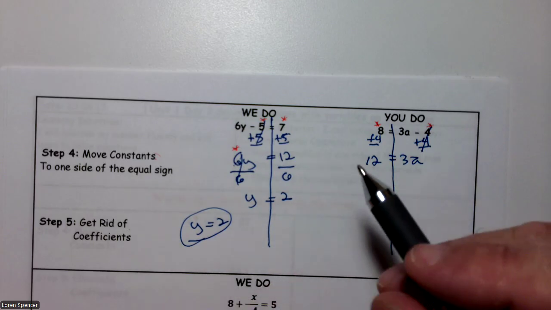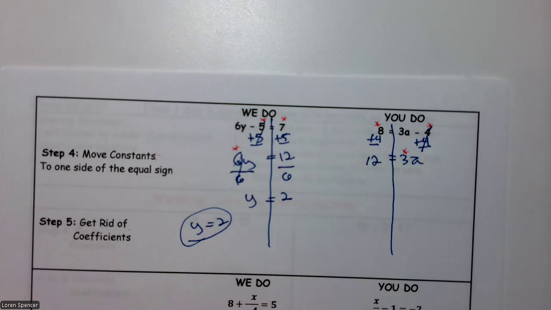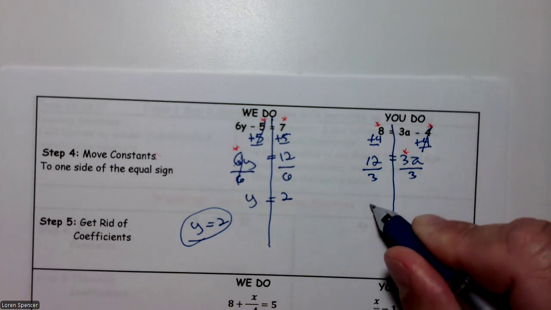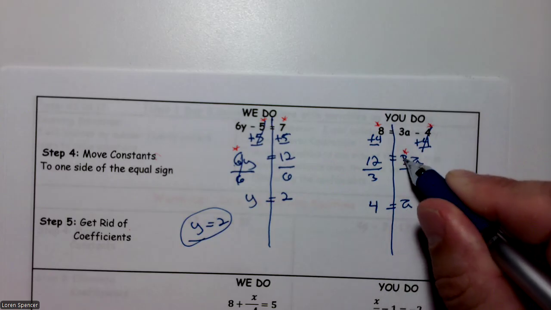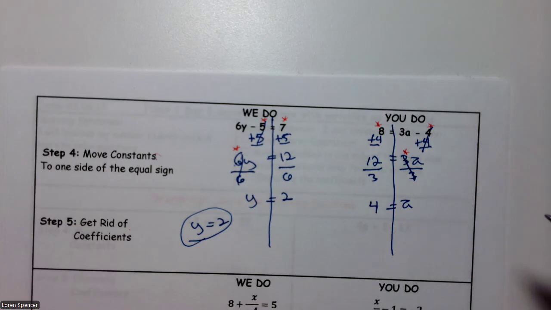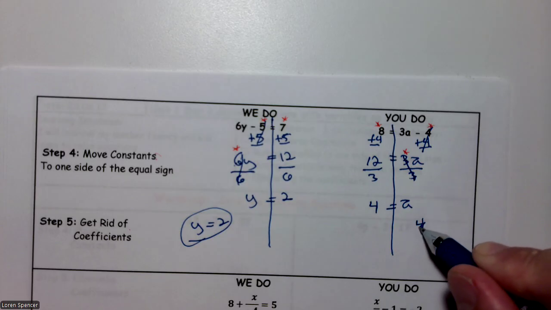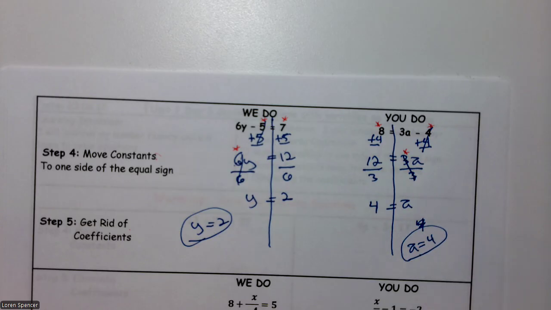We need to get rid of our coefficient. Well, my coefficient is a 3. To get rid of that, I need to divide by 3. Because 3 divided by 3 is 1. So essentially that just crosses out and becomes a 1. Okay? So writing it off to the side, a equals 4. We like to write the variable first.